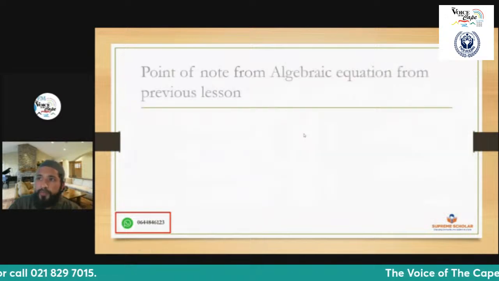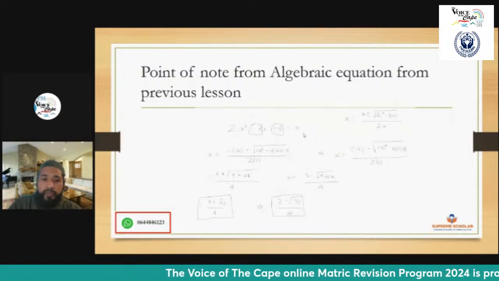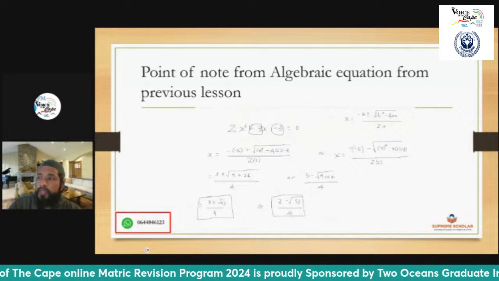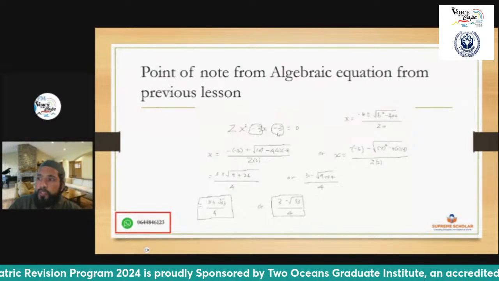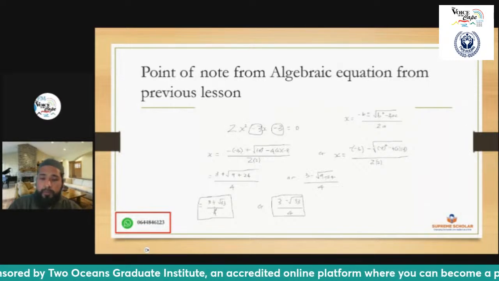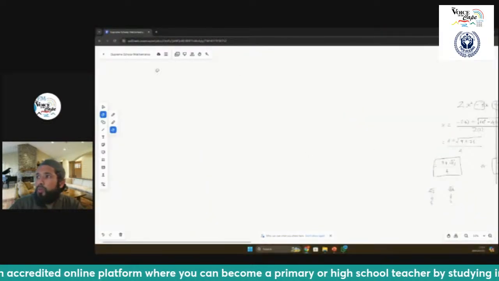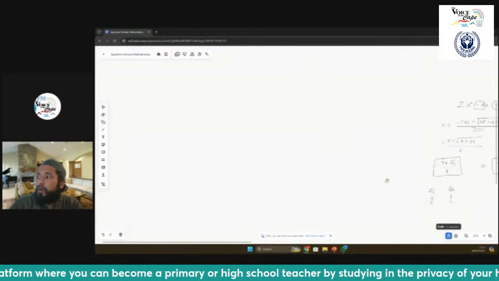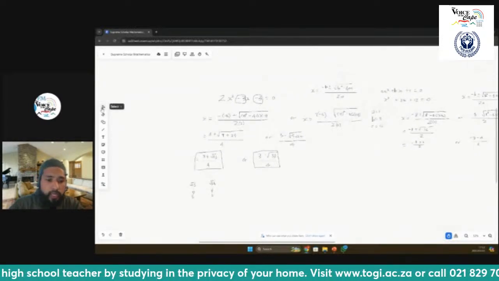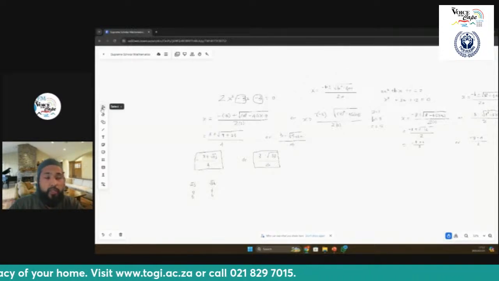So let's move on. Okay, so here's a point to note from the algebraic equation from the previous lesson. If you've watched the previous lesson, which was yesterday, you would have remembered that we dealt with this question over here, and we unpacked this question using the quadratic formula, and we came out to our answer, which is 3 plus root 33 over 4. So let me get my board out quickly. So we came out to this answer over here, and what I forgot to mention yesterday is that, as you've seen in the second question, when they say, usually in brackets, the usual second question in a final exam is, correct to 2 decimal places.